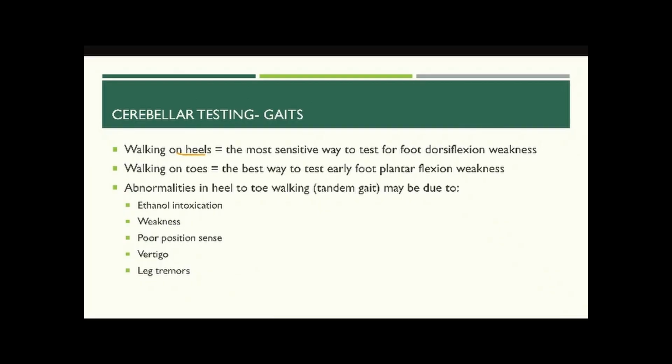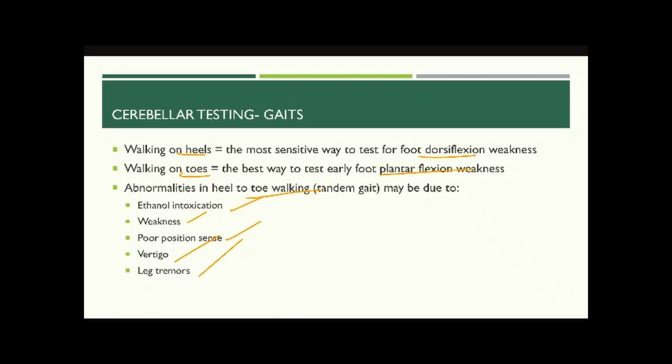Walking on heels tests dorsiflexion weakness. Can they keep their heels up? And if their foot keeps falling when they try to do that, that's foot drop. Follow that nerve root all the way up and you figure out what the problem is. Walking on toes is good for plantar flexion weakness. And any abnormalities can be due to alcohol, weakness, poor position sense, vertigo, and any leg tremors.